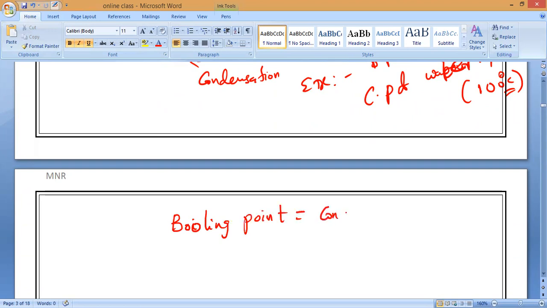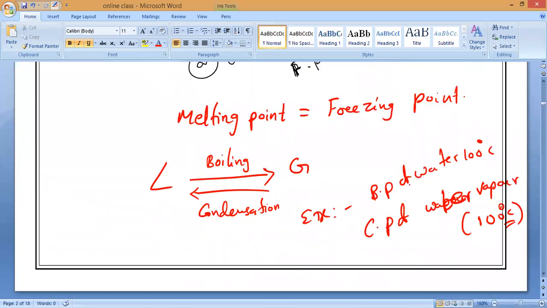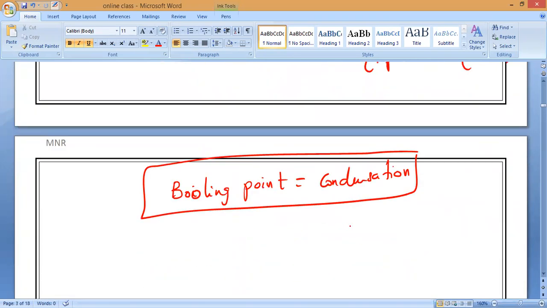Boiling point, yes sir, we can say condensation point. This is the main important thing which I want to tell you. For any substance, melting point is equal to freezing point. In the same way, boiling point is equal to condensation point. Is it okay, guys? Yes, sir. Please note it down.